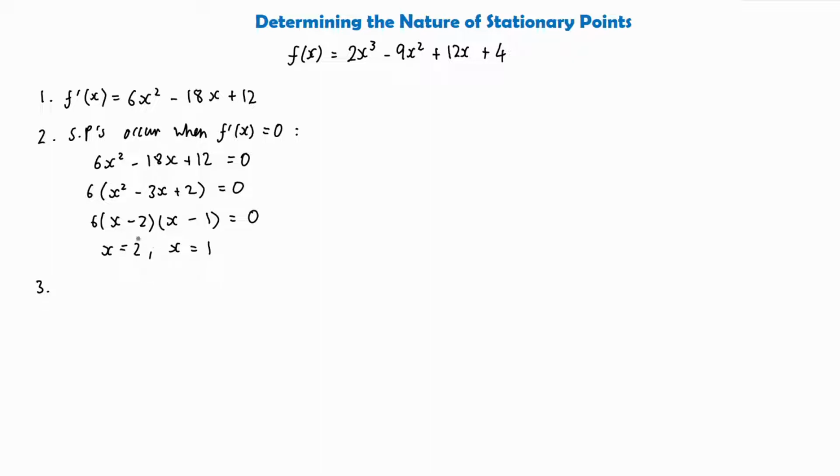We want to work out the y coordinates of the stationary points as well. Now, in this case, we just substitute 1 and 2 back into our function to find the y coordinates. So, step 3, which is find the y coordinates.